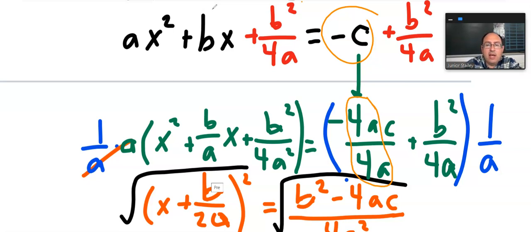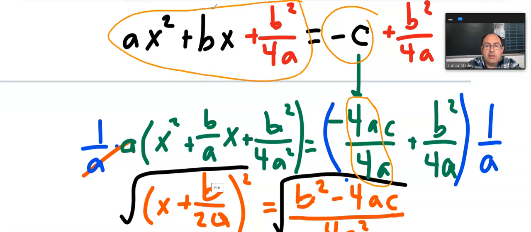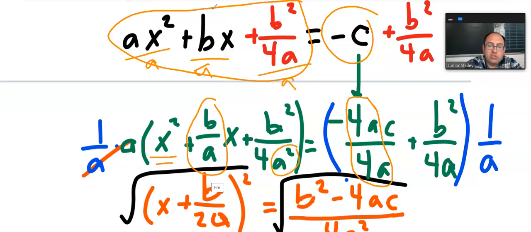Next, I said, okay, I want to pull out a out of those three terms. And you're like, say what? Dividing that by a, that's pretty easy, right? Because that leaves you with x squared. But dividing this by a, that leaves you with b over a times x. And dividing this by a, oh my goodness, what in the world? What that really does is puts a square in the denominator. That's all it does, because division is the same as multiplying by the reciprocal.